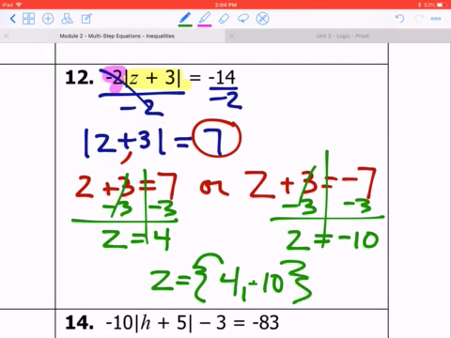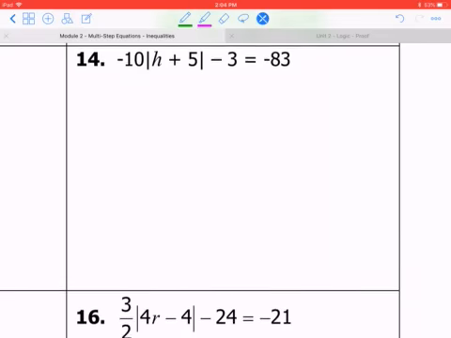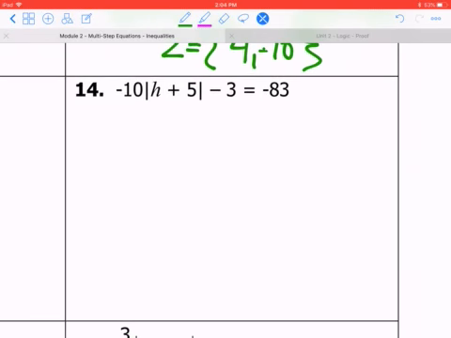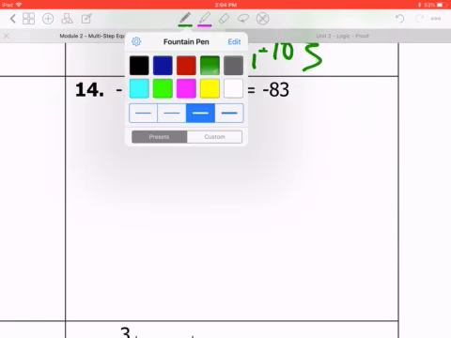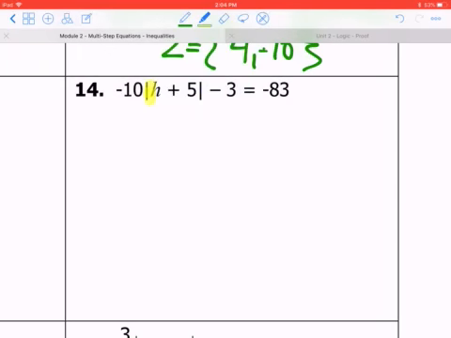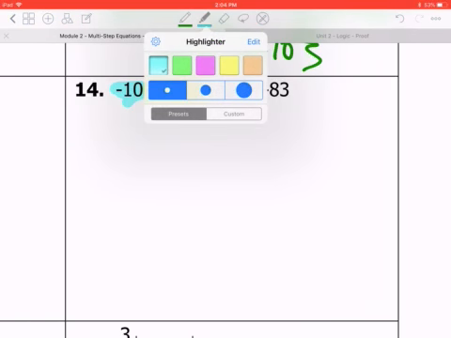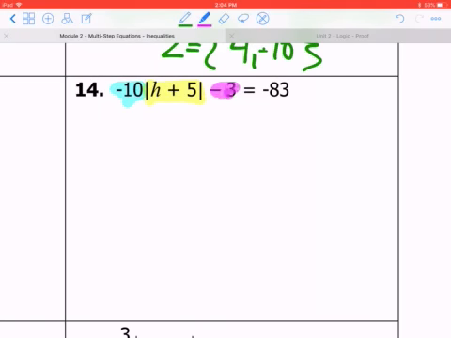All right. Let's try one more of these and then we'll be done. Let's look at 14, okay? Last one. This is the hardest one we're going to do today. So here is my absolute value. I have to get rid of everything else. Now look, this one has two things going on. It has a negative 10 that's being multiplied, and then it also has a subtraction. So just like when we work with any other of our equations, we need to move the addition or subtraction first, okay?